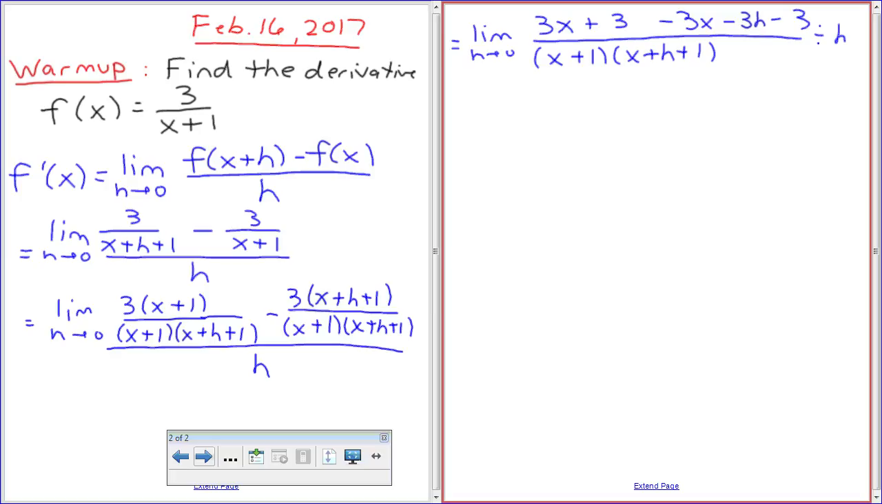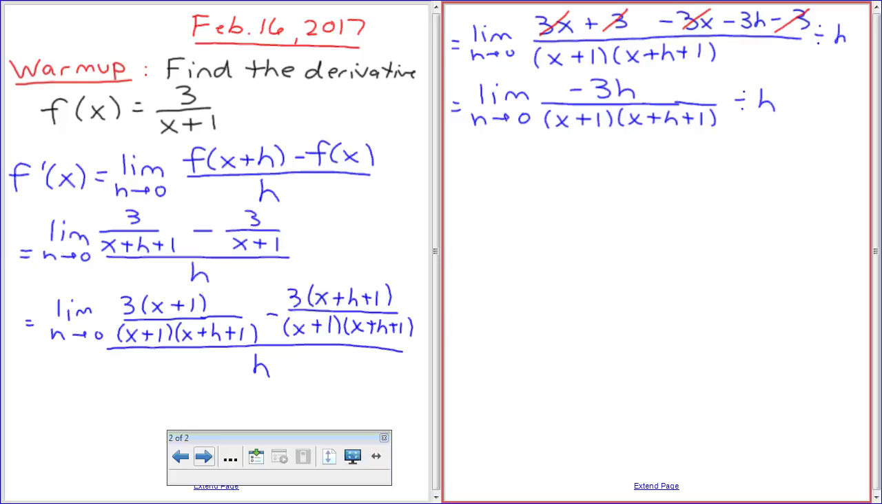Yeah, the whole purpose of these, remember, is that you want things to cancel, right? So if you have a 3x here, there's got to be a negative 3x. If there's a plus 3, there's going to be a negative 3. We're going to get into more complicated derivatives today. So that's a number of things you need to see, that things should cancel. So this turns into the limit as h approaches 0 of negative 3h all over x plus 1, x plus h plus 1, divided by h.